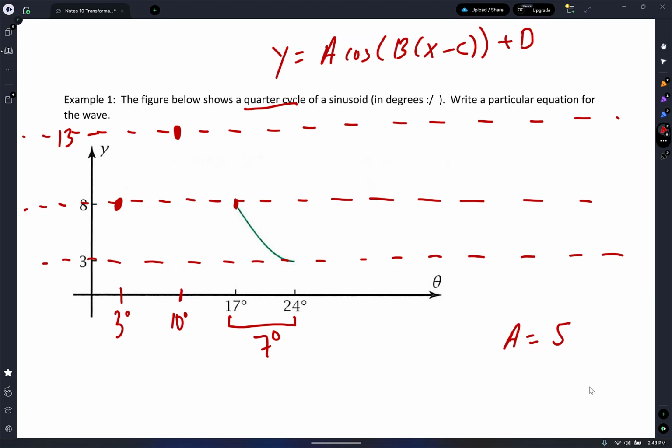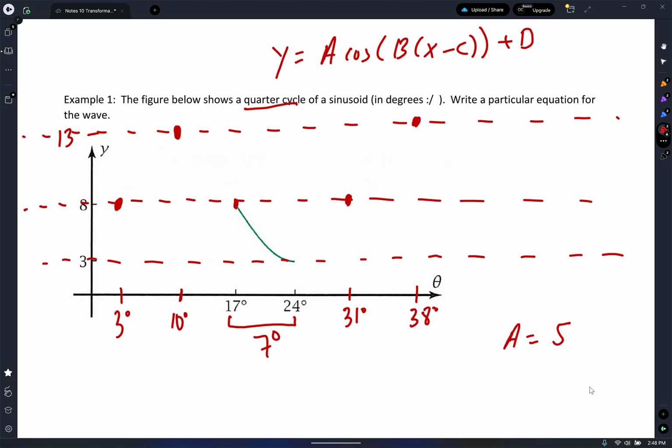From the 24, I'm going to go another 7 to the right. So I'm going to put right here, I'm going to say that's 31 degrees. So put a point at 31, comma 8. And then I'm going to go another 7 degrees. So that's going to be 38. At 38 degrees, put a point at 38, comma 13.